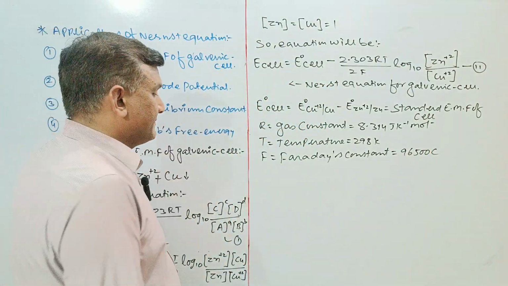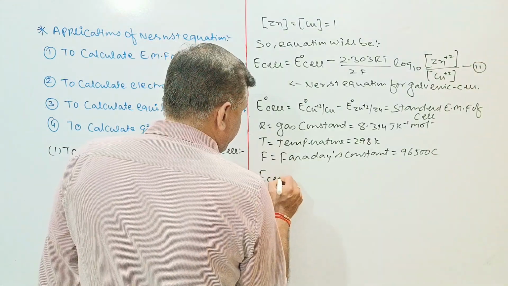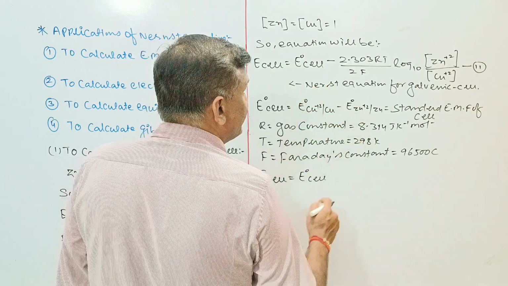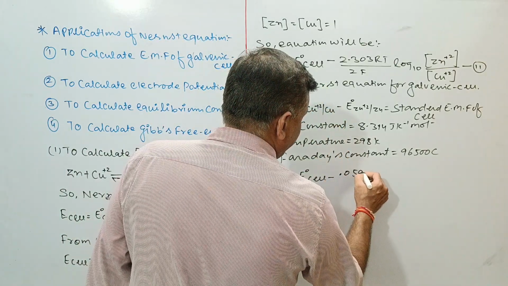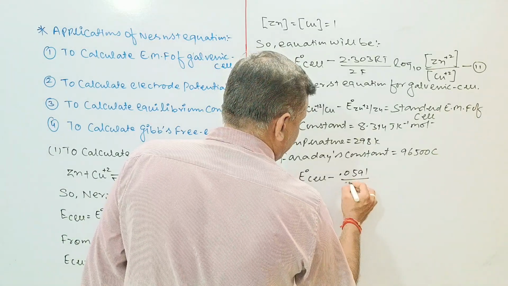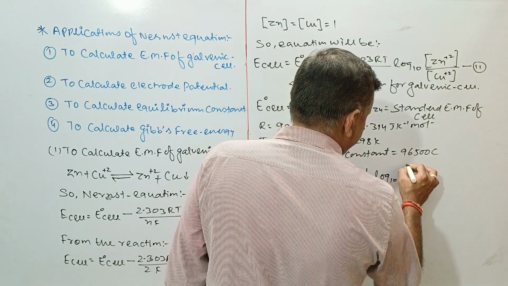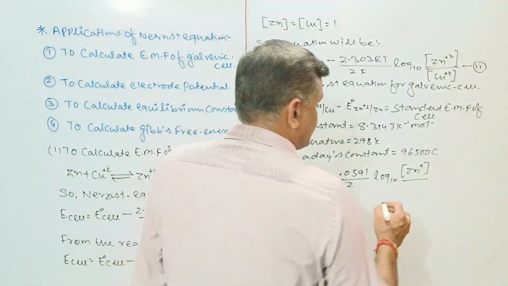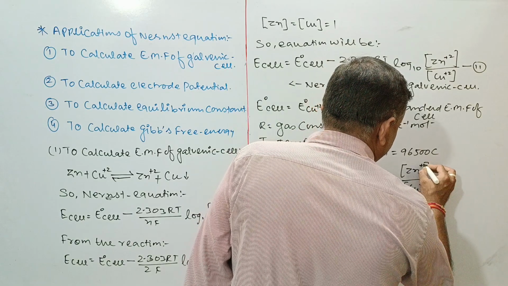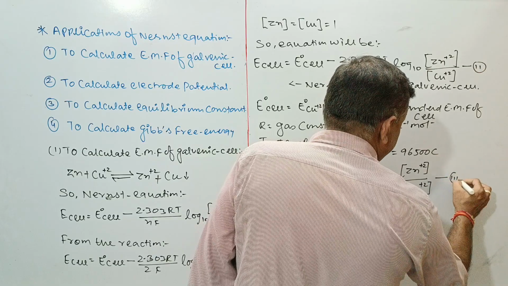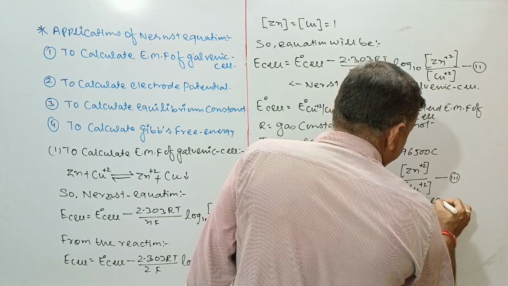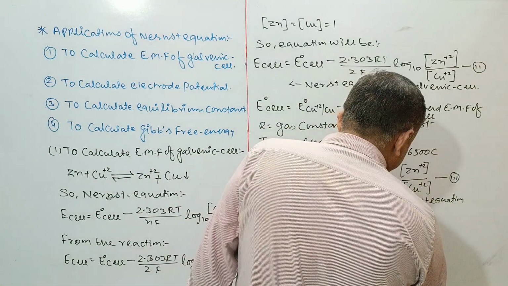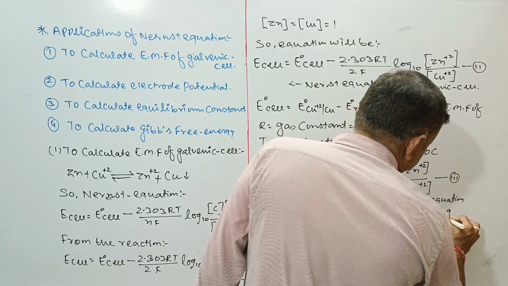Its another form will be E cell is equal to E naught of cell, where we can take the value as E naught of cathode minus anode, minus 0.0591 upon n. As n we can take 2 electrons, and this is log 10 base, Zn plus 2 upon Cu plus 2, anode upon cathode. This is another form of the Nernst equation for numericals, the Nernst equation for the EMF of a galvanic cell.